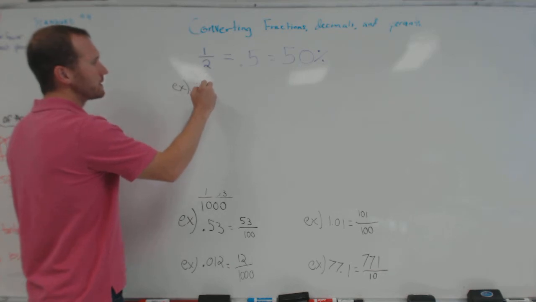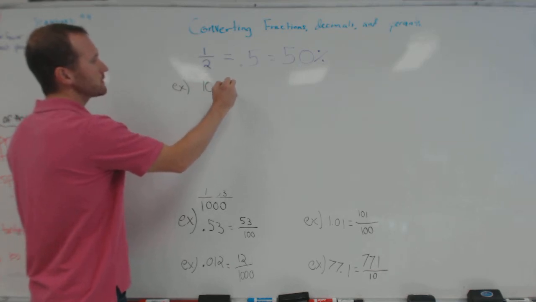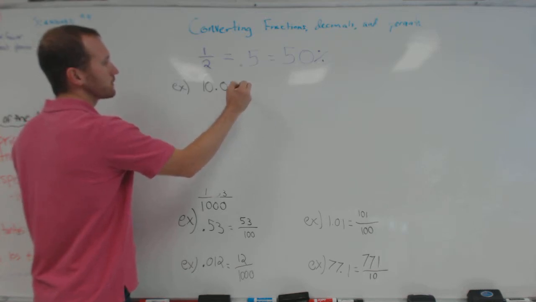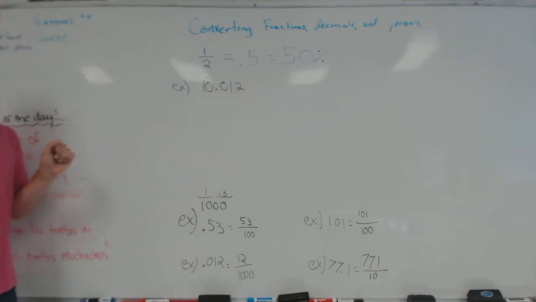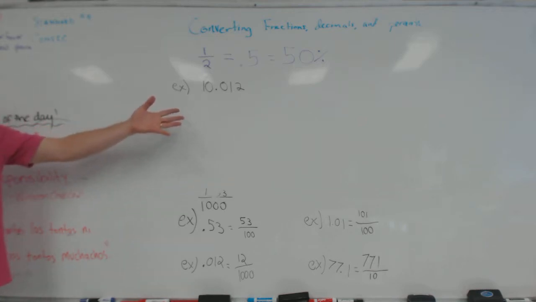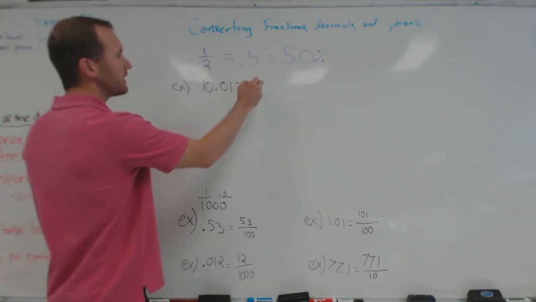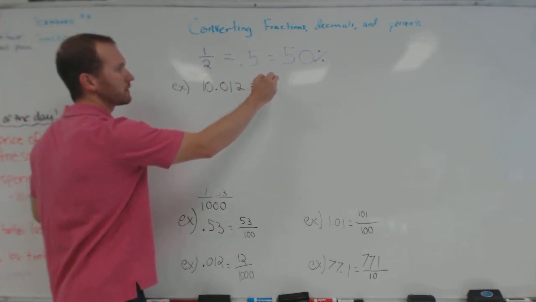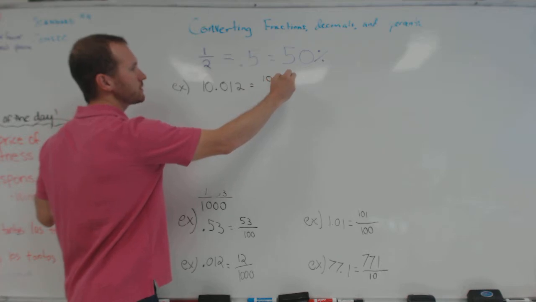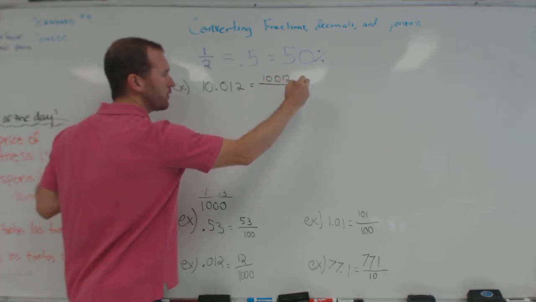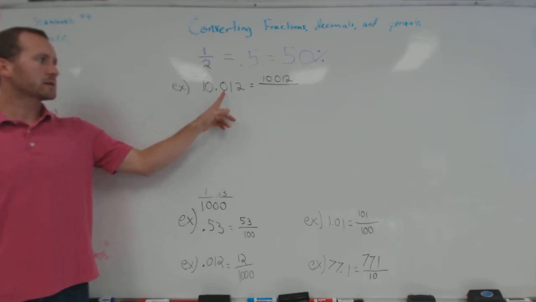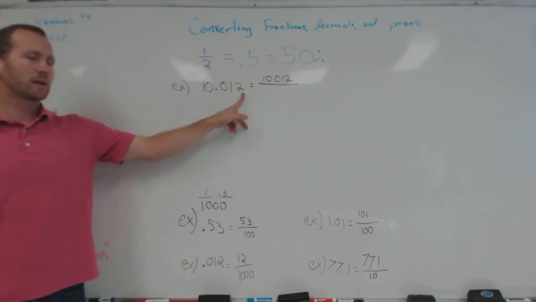What if I had 10.012? As a fraction, I'm just going to write this number. So what number am I going to write? 10,012. Put it over. How many zeros do I need? This is my tenths, hundredths, thousandths.